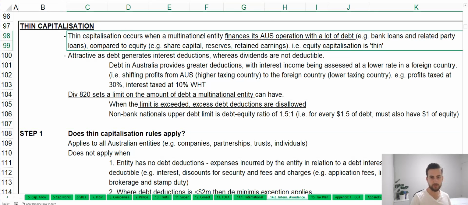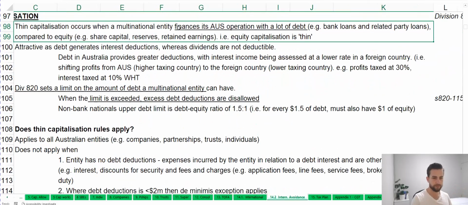So thin cap occurs when a multinational entity finances its Oz operations with a lot of debt, e.g. bank loans, related party loans, compared to equity, i.e. share capital, reserves, retained earnings, etc. i.e. equity capitalization is thin. So you say it's thin capitalization because they've got a lot of debt and not a lot of equity. Okay, and this is trying to balance that out and bring equity up and bring debt down to avoid tax avoidance.